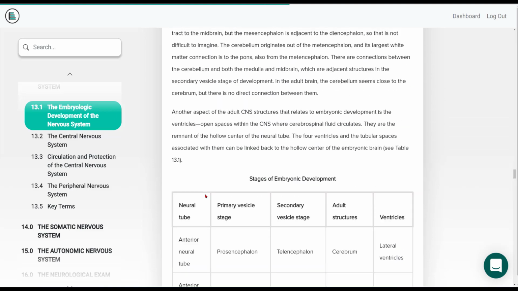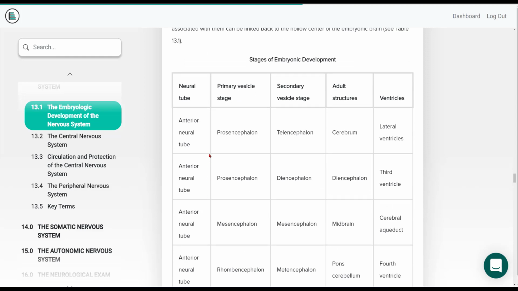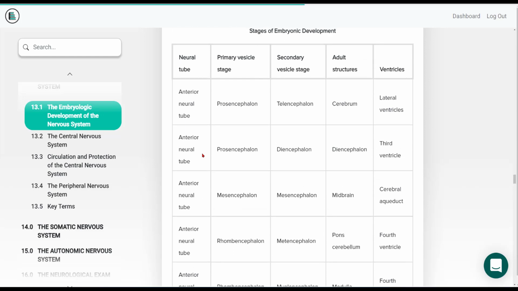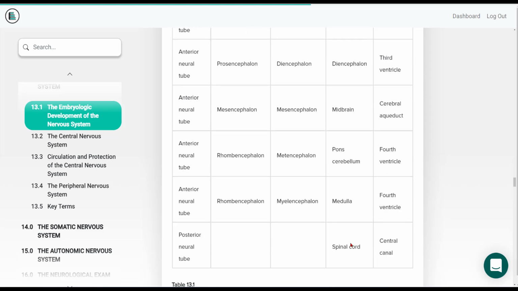And that, my friends, pretty much brings us to the end of this little introduction to the embryological development of the nervous system. This table, table 13.1, does put into a table the different stages. So again, the primary vesicle stages, the secondary stages, and what we find in the adult. The prosencephalon branching to become the telencephalon and the diencephalon. The telencephalon is the cerebrum. The diencephalon is still that area, better known as the thalamus and the hypothalamus. And you can see the table here. Again, it gives you just a different way of organizing the material that was described above.